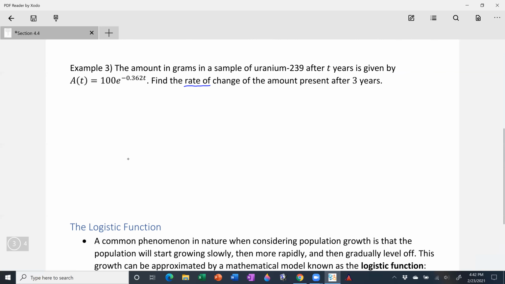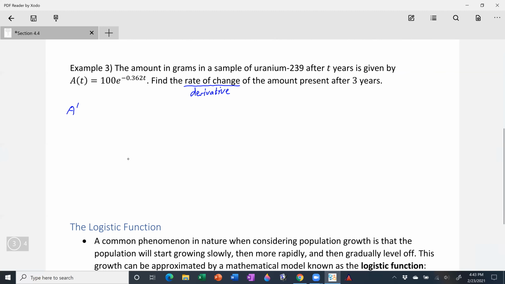All right, so like I said in the past, anytime we see this expression, rate of change, that means derivative. Okay, that means instantaneous rate of change. So we're gonna find the derivative of this, and then after 3 years, we just want it at a specific moment. So we're gonna find the derivative and then plug in 3 to the derivative, and that's it. Okay, so let's go ahead and do it.